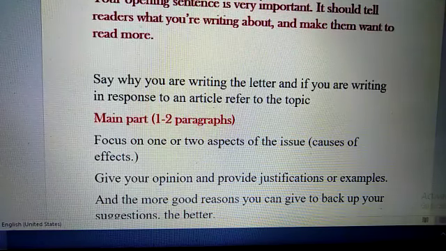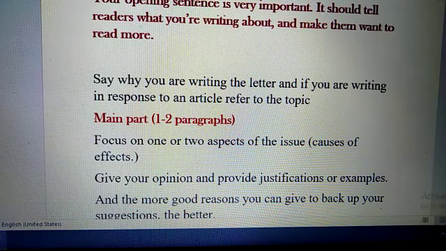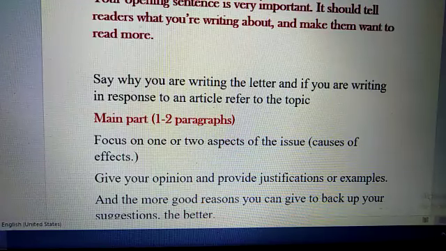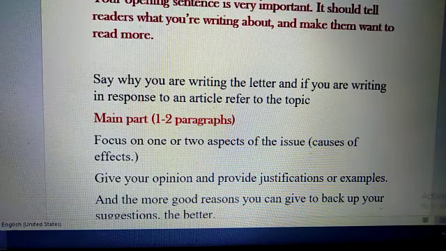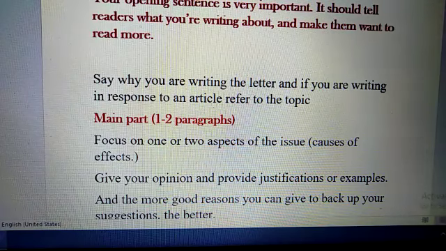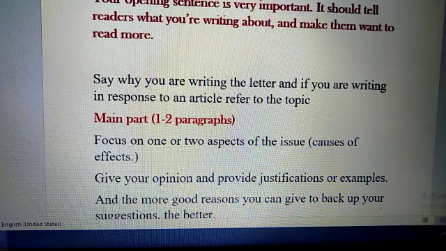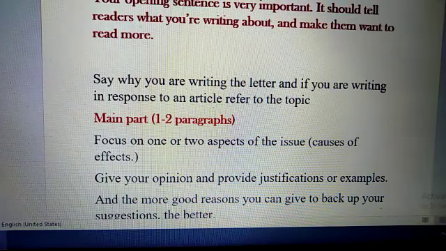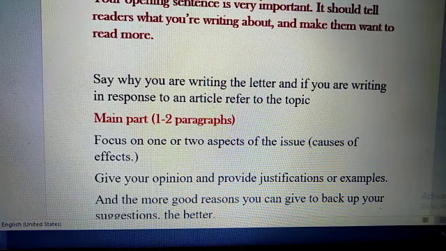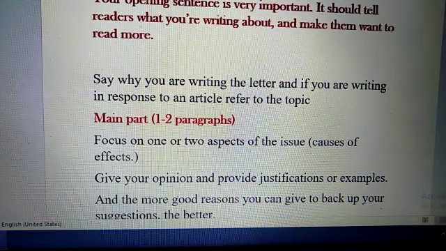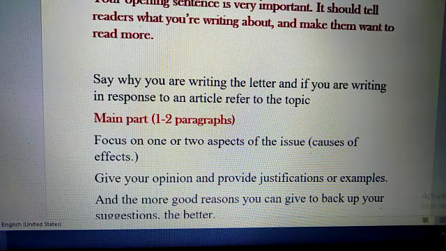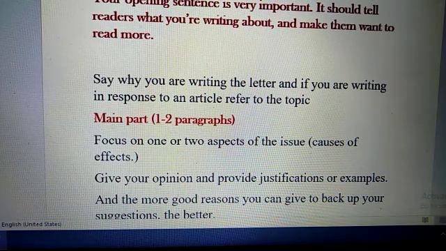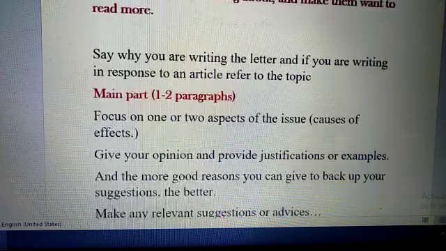It's up to you. You can write one or two paragraphs. You focus on one or two aspects of the issue. Either, for example, the causes of the problem or the effects, or you try to focus on, for example, robbery, why robbery is causing lots of problems in your neighborhood. So try to focus on, for example, causes, effects, and so on.